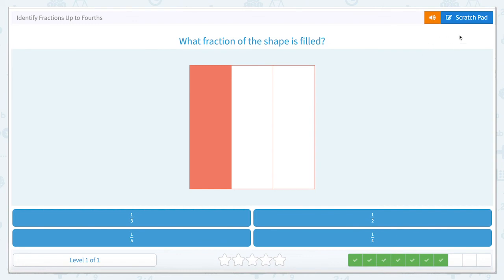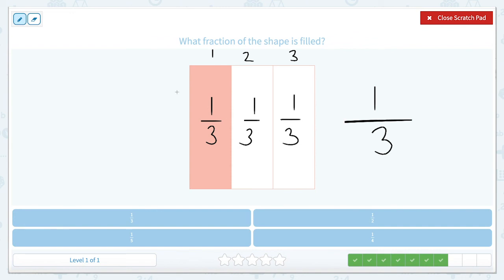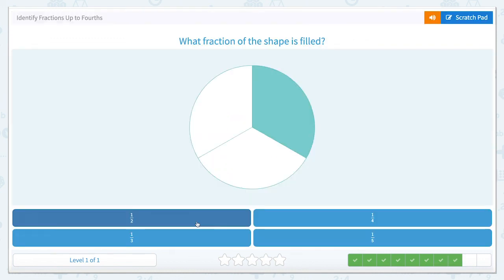We're back to rectangles here. So this is asking us what fraction of the shape is filled. So my scratch pad is going to help me decide how many equal parts. 1, 2, 3 equal parts. Then we know that our denominator is 3. So one piece would be worth 1 of those 3 equal parts. So this piece is 1/3. This piece is 1/3. And this piece is 1/3. So the shaded piece, which is this one right here, would be equal to 1/3. So let's close scratch pad.